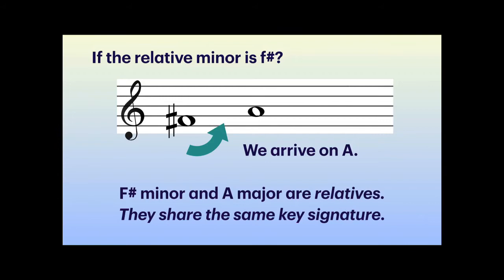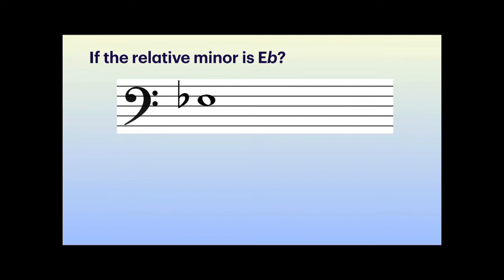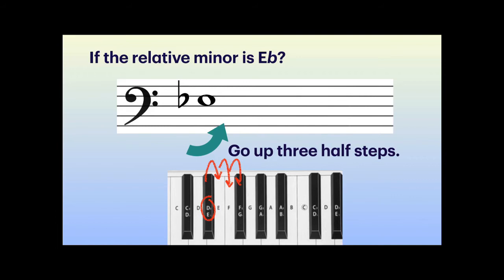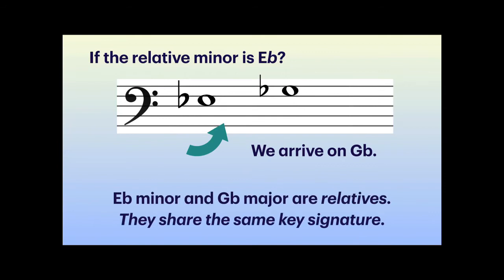What if the relative minor is E flat? Once again, we know what the minor is, so we need to go up three half steps to find the relative major. One, two, three. In this case, we've just landed on a G flat. This means E flat minor and G flat major are relatives. They share the same key signature.